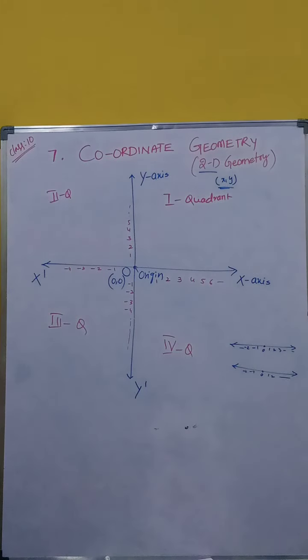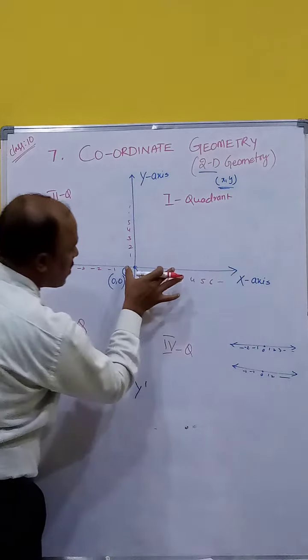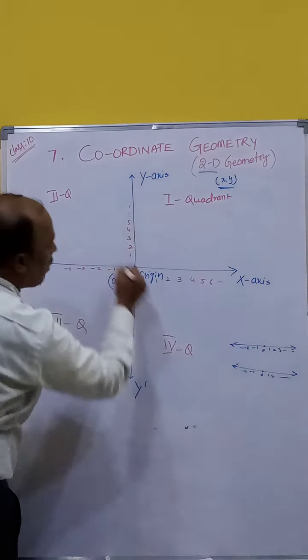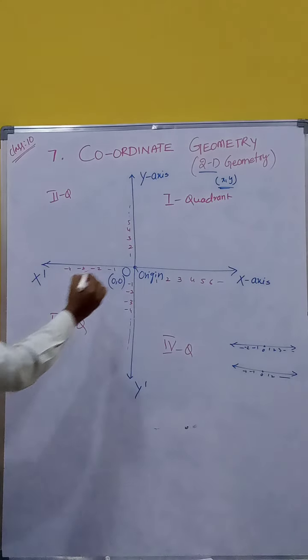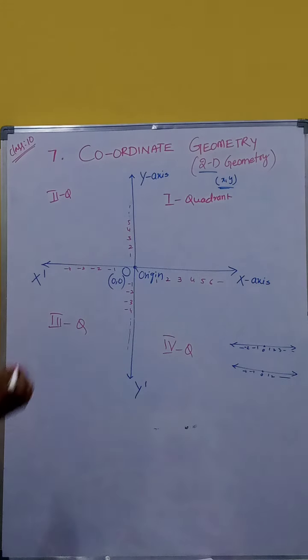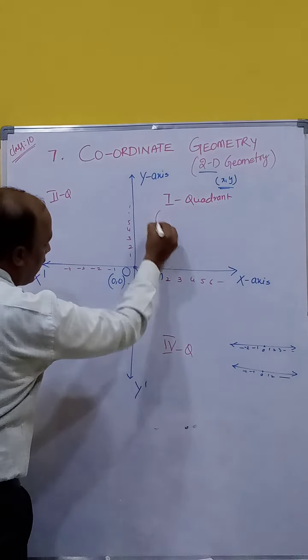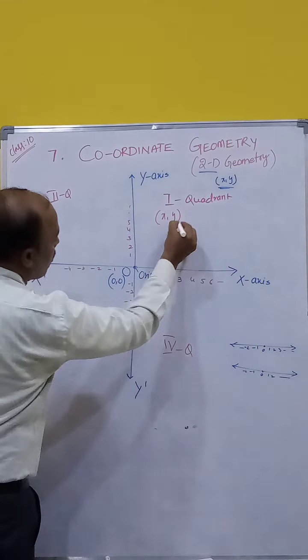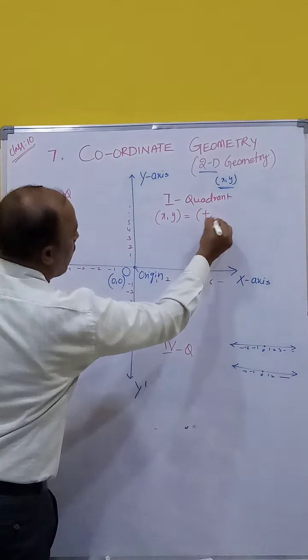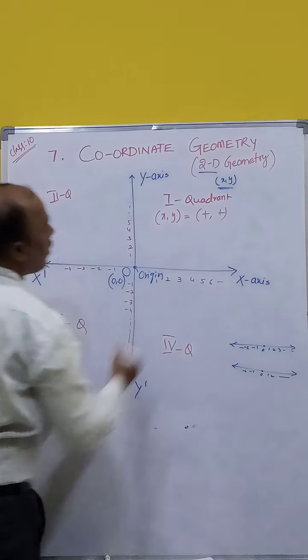Now observe, children. In the first quadrant, the x part is total positives. In the y-axis part, in the first quadrant, it is only positives. That means in the first quadrant, x comma y, both are positives: plus and plus. Clear?